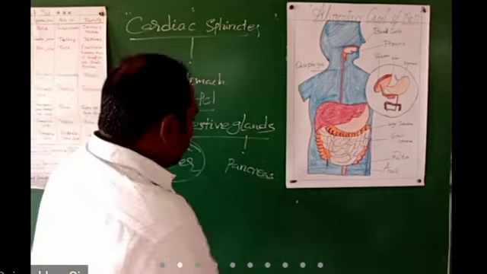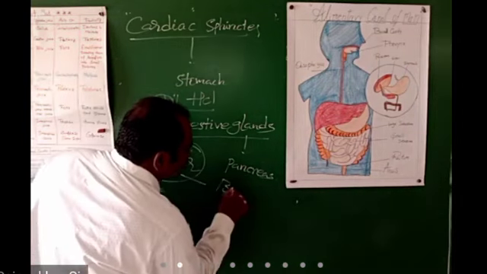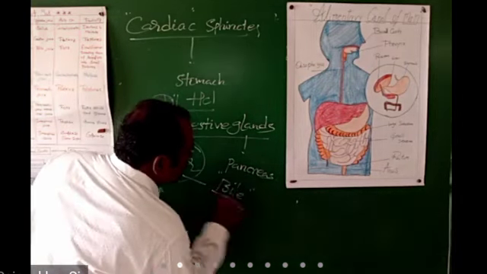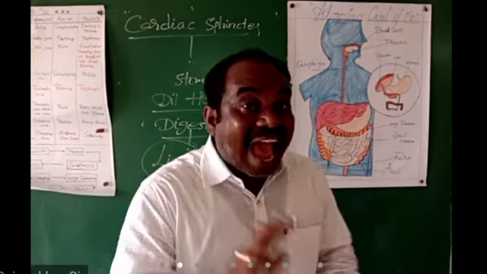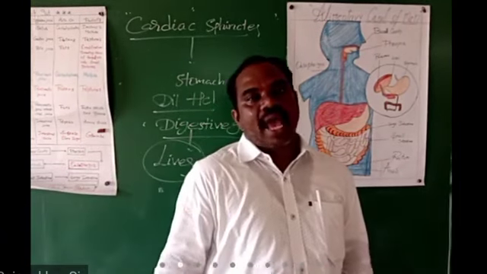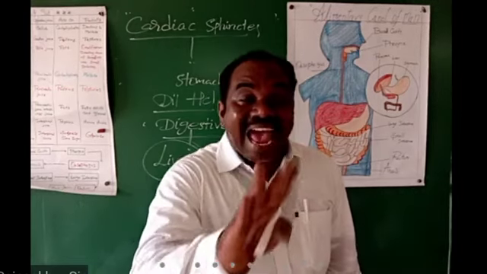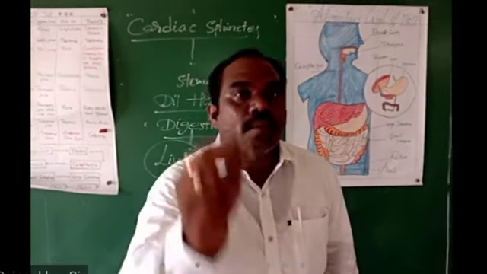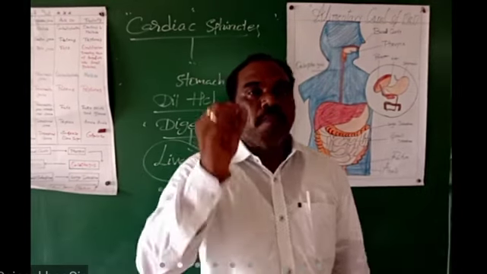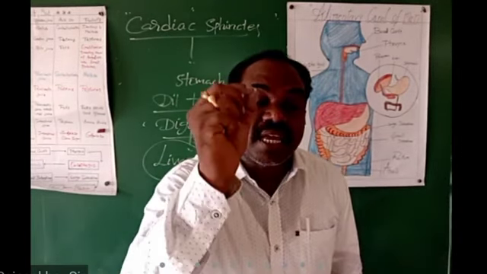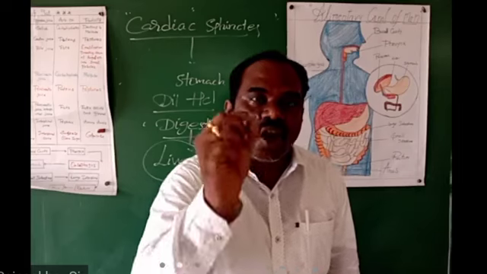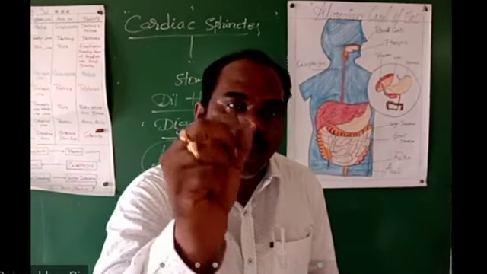Liver secretes bile juice. They have no enzymes. Very important point: bile juice has no enzymes. Bile juice is secreted from the liver. Liver is the largest gland of our body.